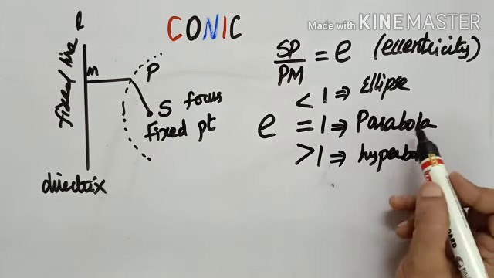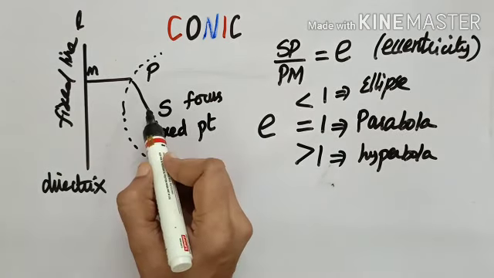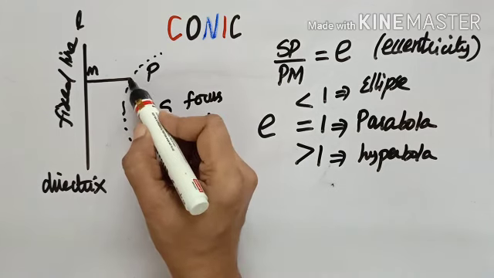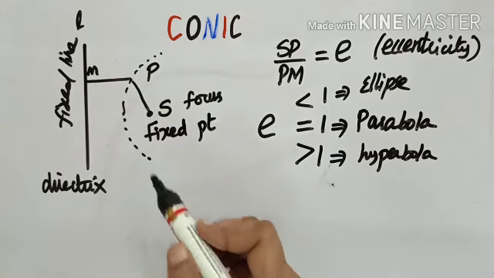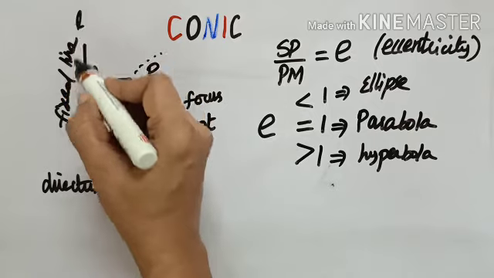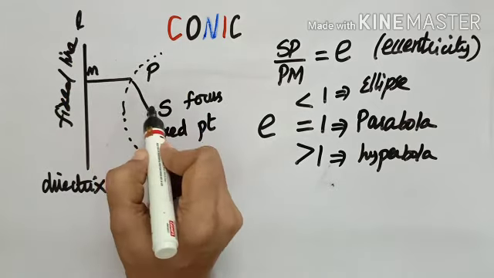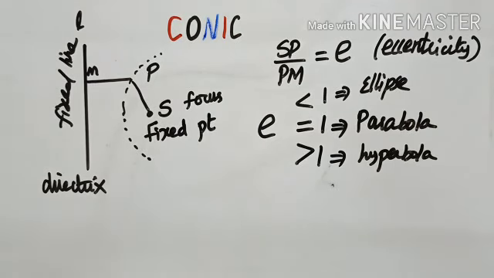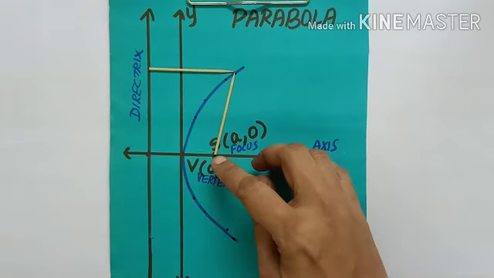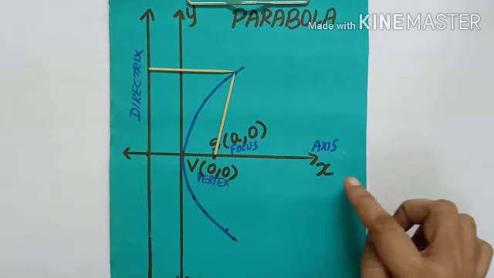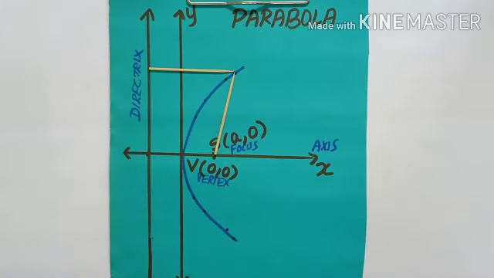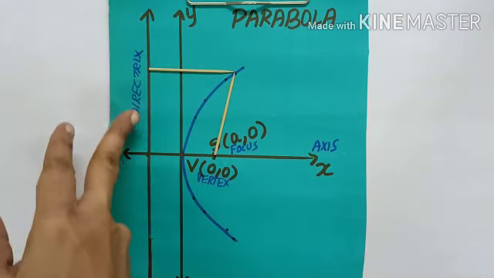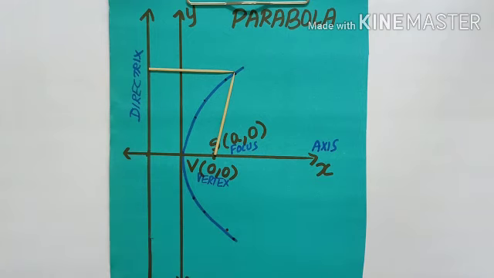How to draw a parabola? If you are given a fixed point and a fixed line, keep the points in such a way that the distance from S and the distance from the fixed line are equal. So that we call a parabola. We have kept the x-axis, y-axis. The fixed point we call the focus and the fixed line we call the directrix.